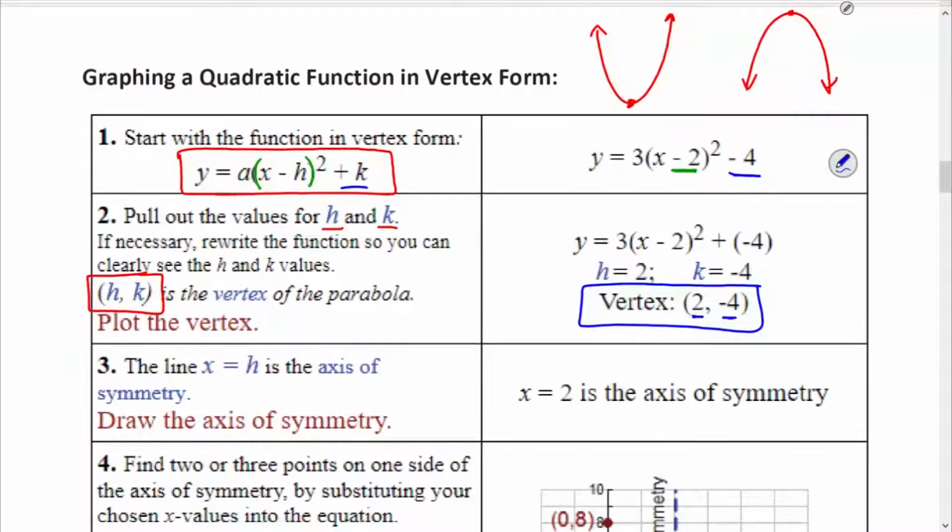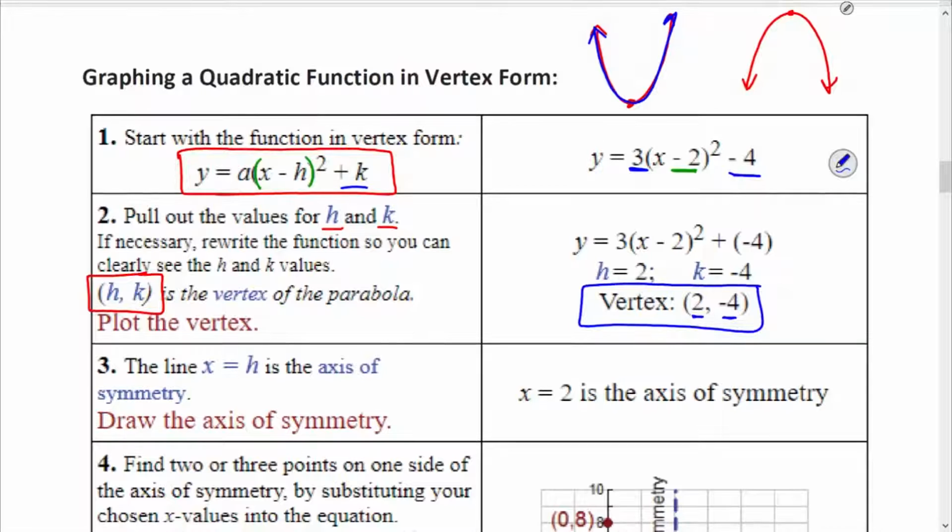Now we can actually use some of our tools about end behavior to talk about the a value. If the a value is positive, then it's a positive even function, and this one is going to be going up because our a value is positive. If the a value is negative, then it's going down using our rules of end behavior that we learned previously.